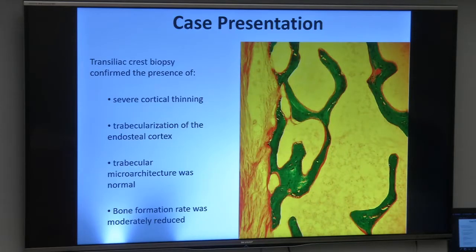Unclear why. Because she was never hyperparathyroid as far as I knew, unless at some point in the distant past she had hyperparathyroidism and was treated for it. It was unclear to me. So just based on the fact that she had low bone turnover, I was apprehensive about giving her an anti-resorptive, so I gave her an anabolic agent.